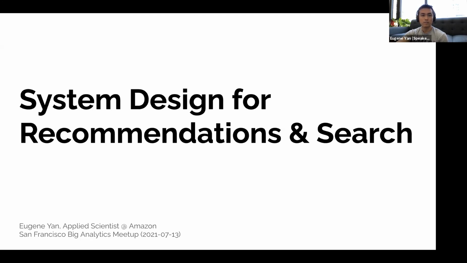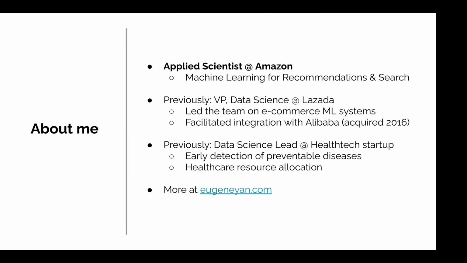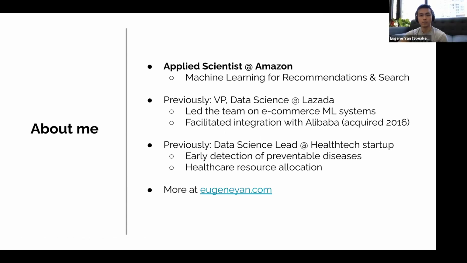So today we'll be talking about system design for recommendation and search. Before that, just one single slide about myself. I'm an applied scientist at Amazon. I work on machine learning for recommendations and search, specifically for books organization. So my goal is to help people find books that they like and read more books.